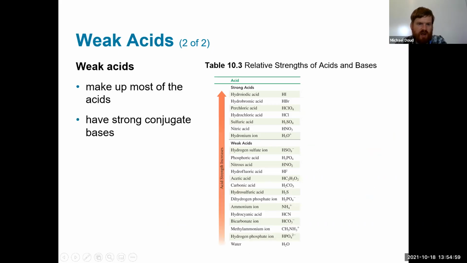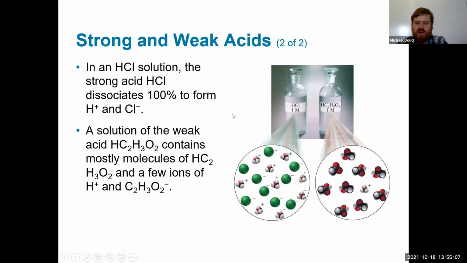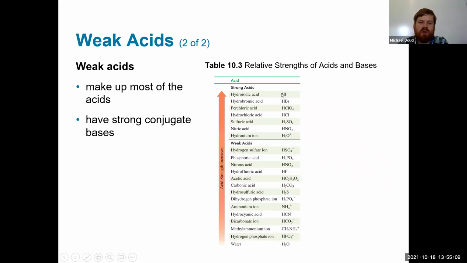And that's basically all the other acids. So almost every acid is weak, except for the 6 strong ones that, again, you're just going to have to memorize. So I just want to say those again: hydroiodic, hydrobromic, perchloric, hydrochloric acid, sulfuric acid, and nitric acid.